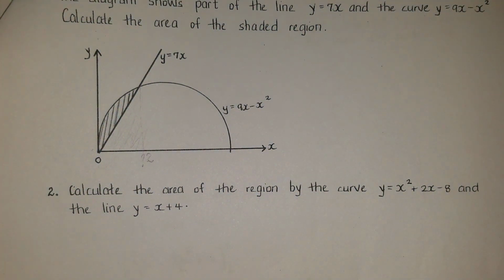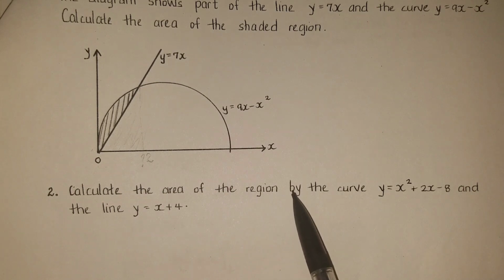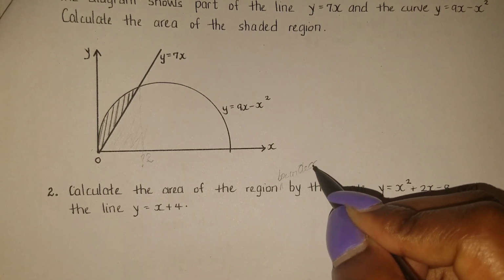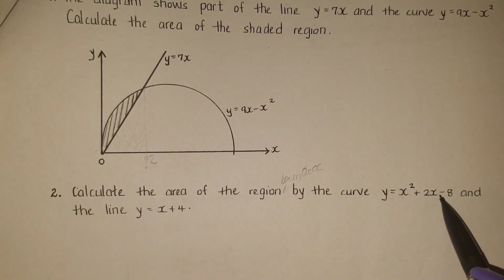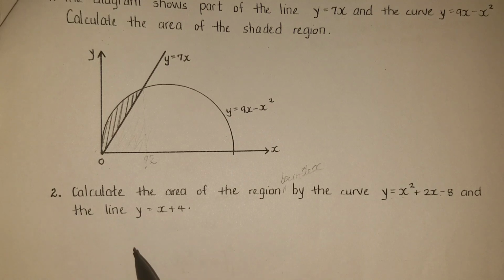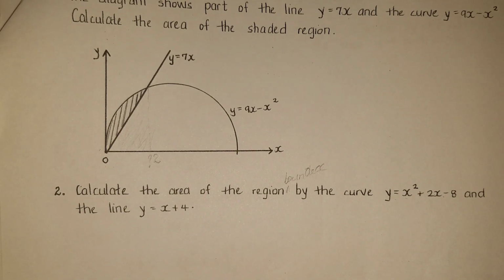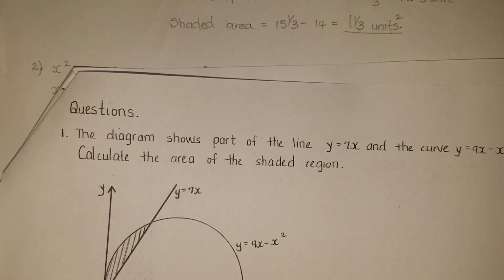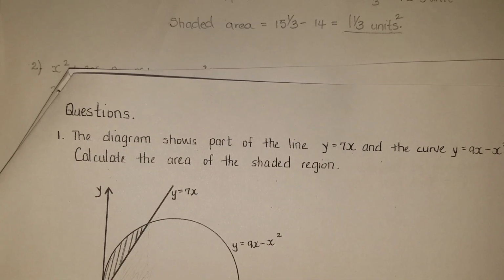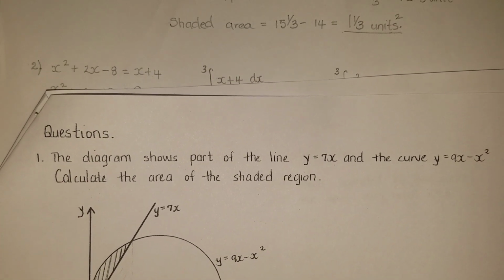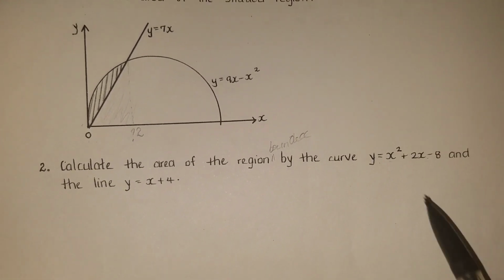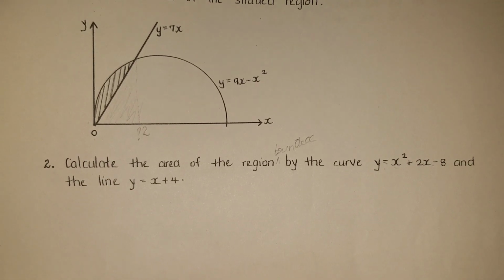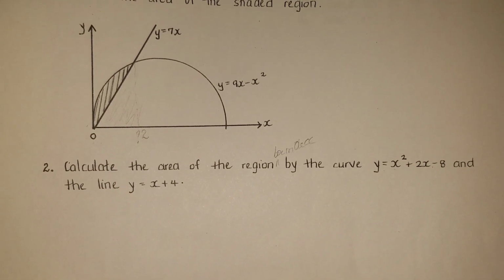Okay, last question. It says calculate the area of the region bounded by the curve y equals x squared plus 2x minus 8 and the line y equals x plus 4. So this curve and line are intersecting. Now, as you see, there's no drawing, so we don't know which area is larger. In a case like this, we will integrate each function separately and then subtract the smaller area from the larger area.